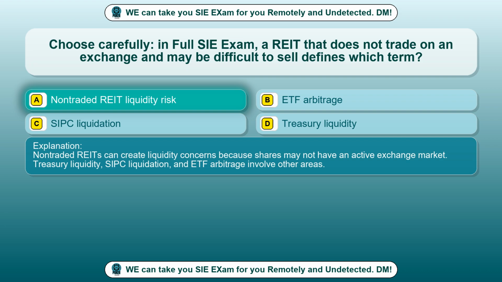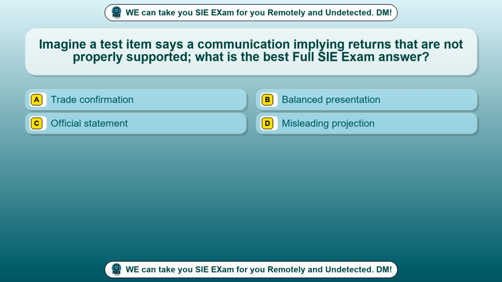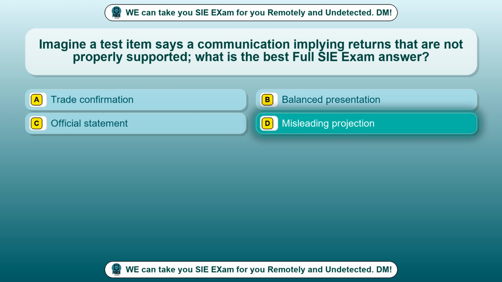Non-traded REITs can create liquidity concerns because shares may not have an active exchange market. Treasury liquidity, SIPC liquidation, and ETF arbitrage involve other areas. Question 42. Imagine a test item says a communication implying returns that are not properly supported. What is the best full SIE exam answer? Option A, trade confirmation. Option B, balanced presentation. Option C, official statement. Option D, misleading projection. The correct answer is option D, misleading projection.